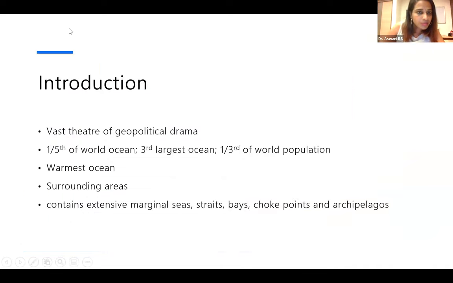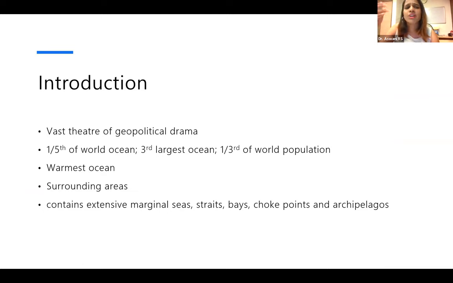As we all know, the Indian Ocean is a very vast theater of geopolitical drama, which consists of almost one-fifth of the water on the Earth's surface. And the Indian Ocean region is also one of the most densely populated regions in the world. It contains around one-third of the world population. And the Indian Ocean is the third largest among the world's oceanic divisions.